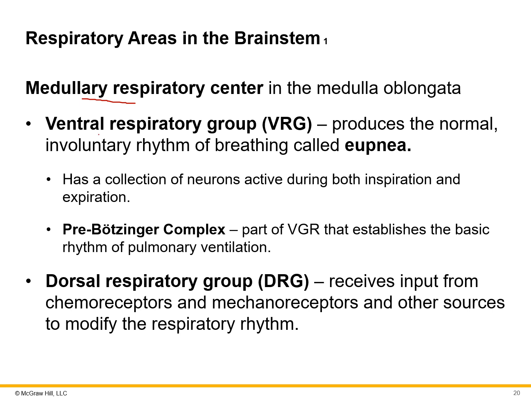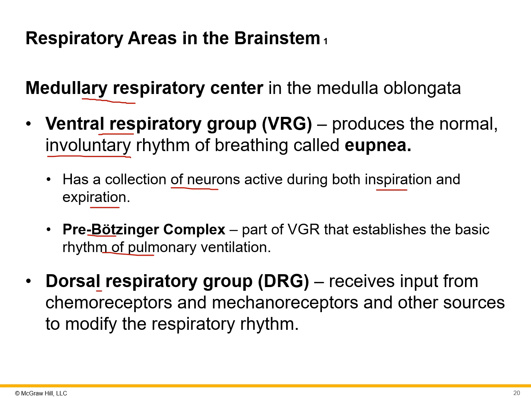And what we have there is what's called the ventral respiratory group, or the VRG. This produces kind of that normal involuntary rhythm of our breathing. So there's a collection of neurons there that are activating both inspiration and expiration. We have what's called the Pre-Bötzinger complex, which is part of the VRG that establishes kind of the basic rhythm of the pulmonary ventilation.